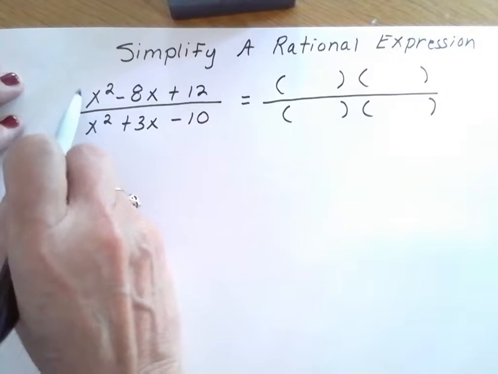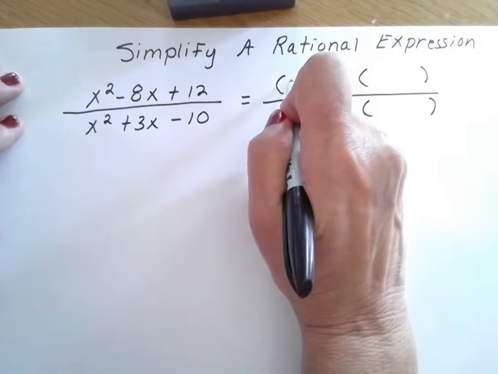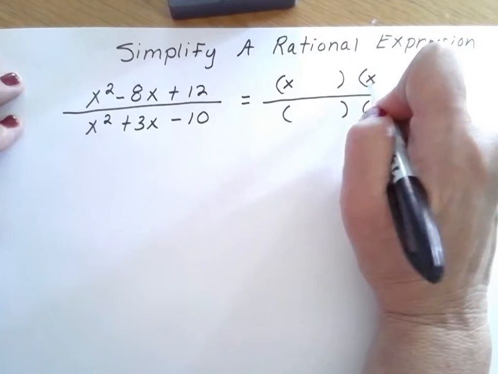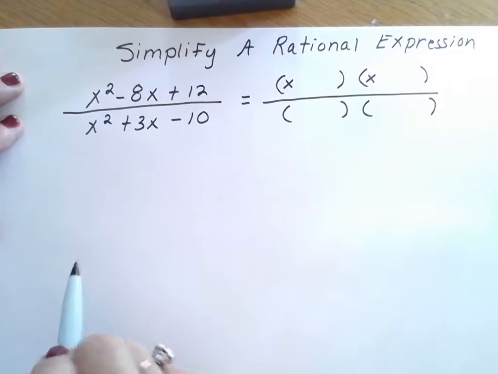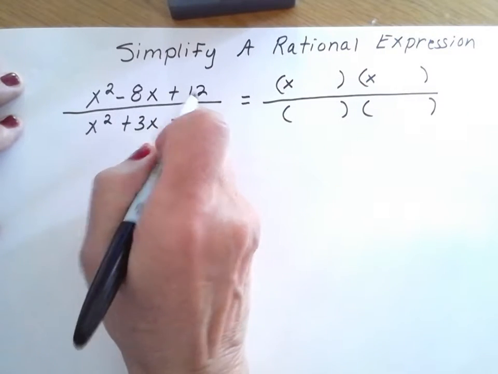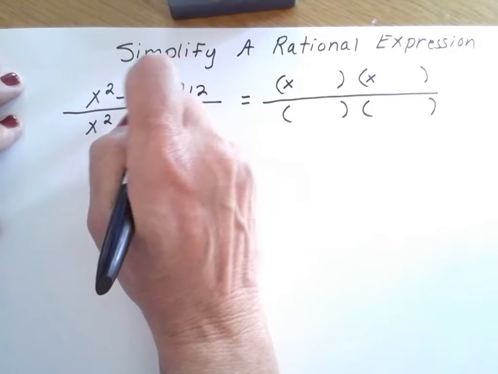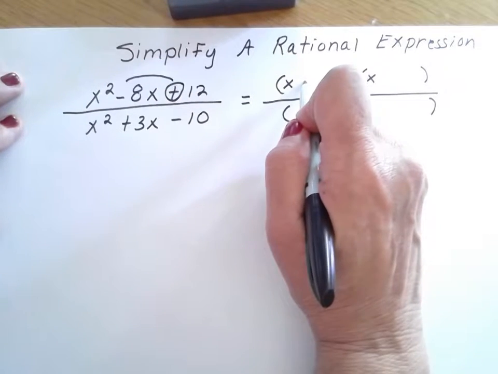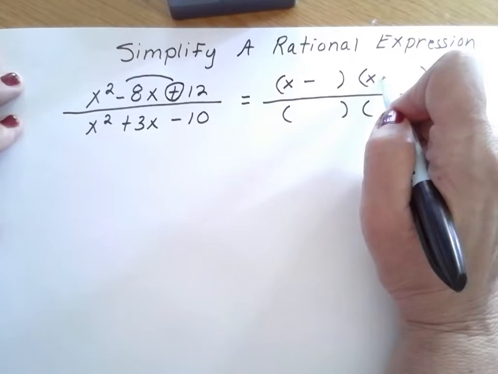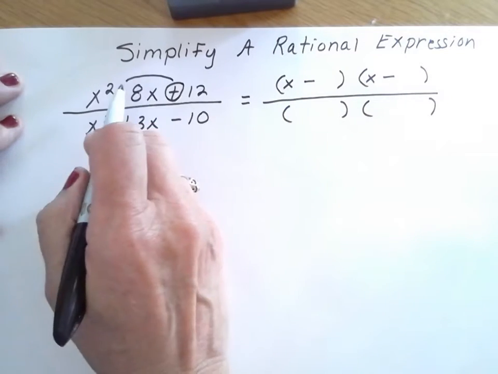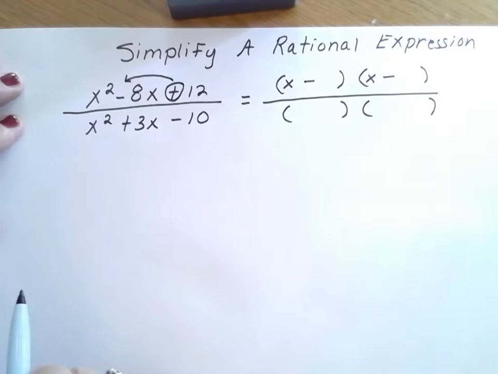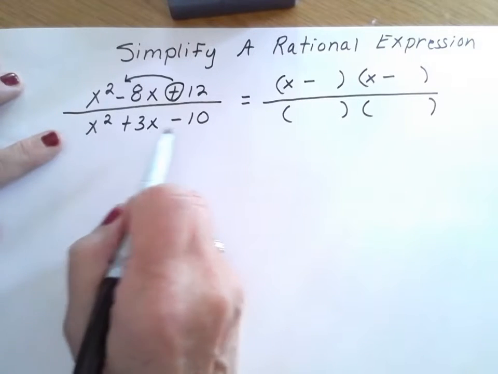Since my a term is 1, I know that the first term in each binomial will be an x. By examining my trinomial, I can see that my c term is positive, so I know that I will have the same sign in both of my binomials, so both will be negative. Let's go ahead and look at the bottom.